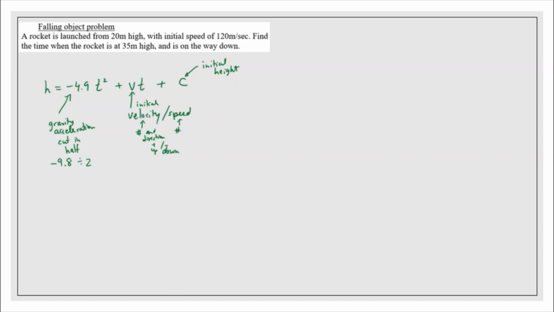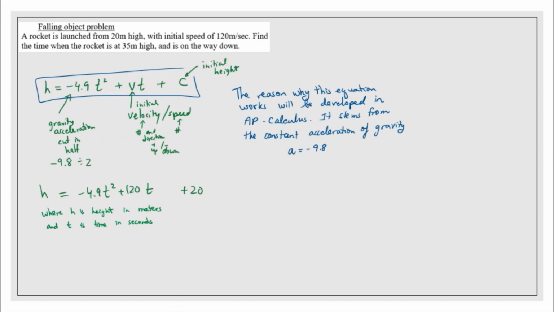V represents initial velocity. Velocity is just another name for speed, but with the direction that could be positive or negative. And the c is going to represent the initial height. In our question, we are told the initial speed, so 120 will go beside the t. And we're also told the height from which it was launched, so 20 goes for the initial height. Now in this equation, the two variables that are left, h is going to be height in meters and t is going to be time in seconds.